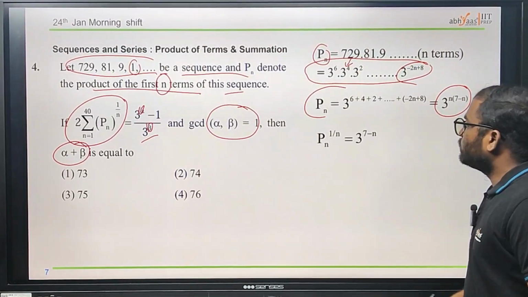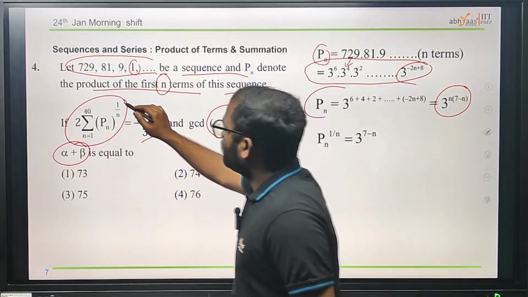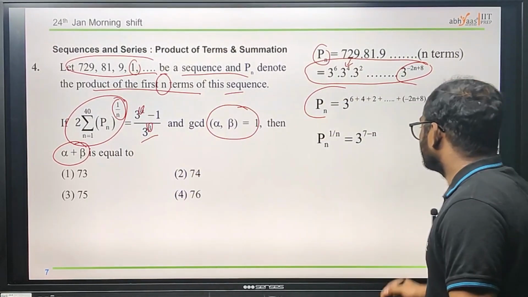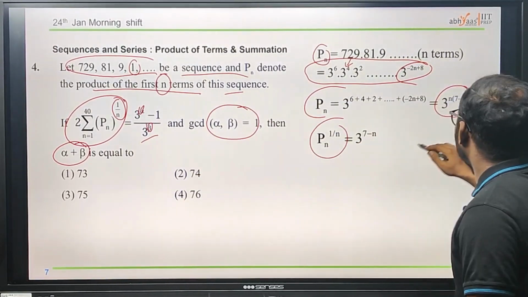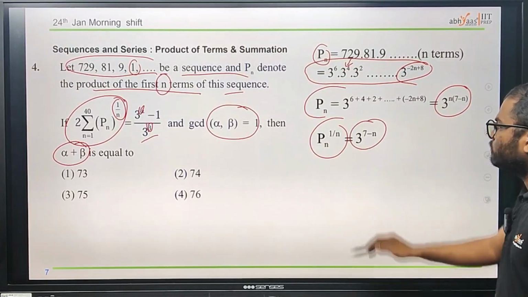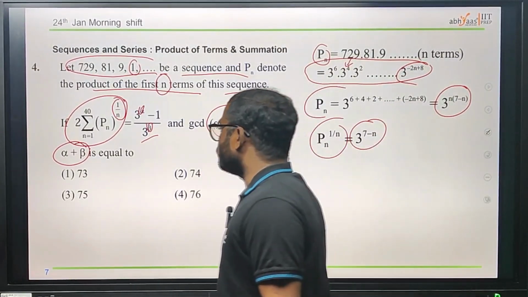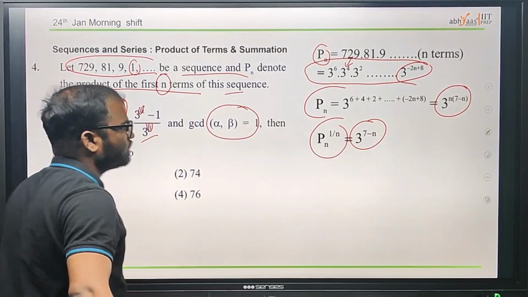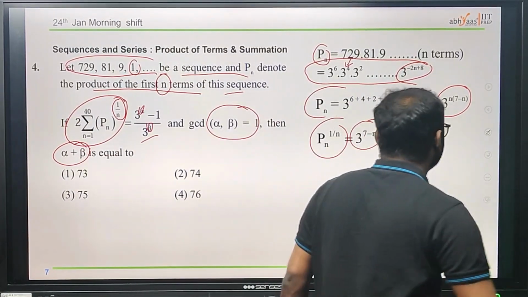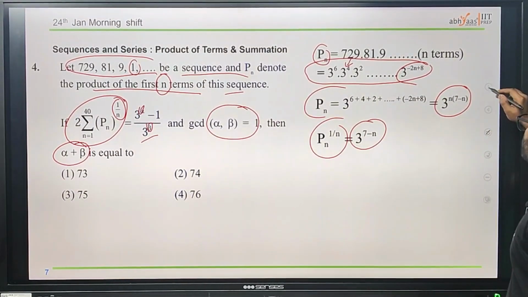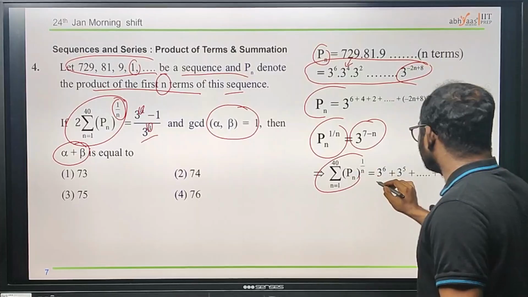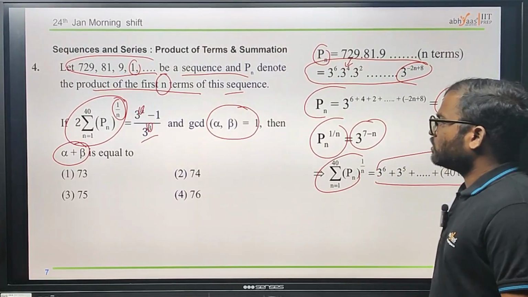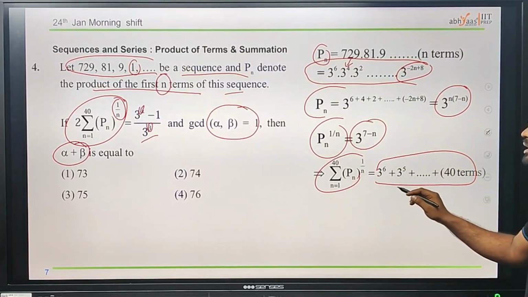Now coming to the next step, we need to take power 1 by n. For that reason we calculate the 1 by n power, and we will get 3 power 7 by n. Therefore, what is the whole thing? We have a sequence as 3 power 7 minus n. Therefore we need to do the summation of this one, which gives us these terms, up to 40 terms.